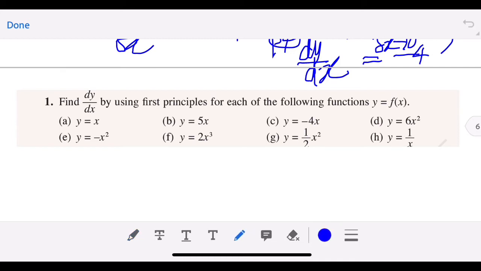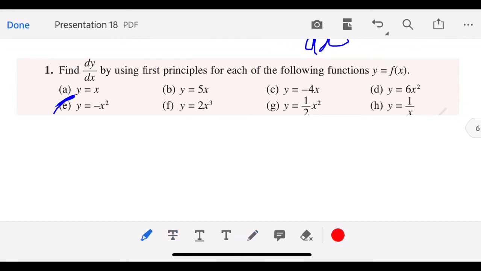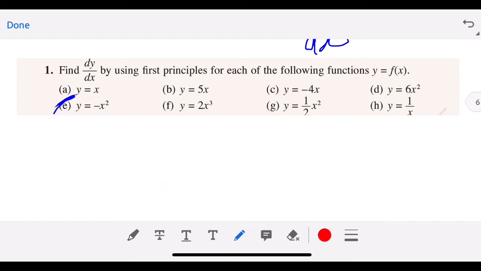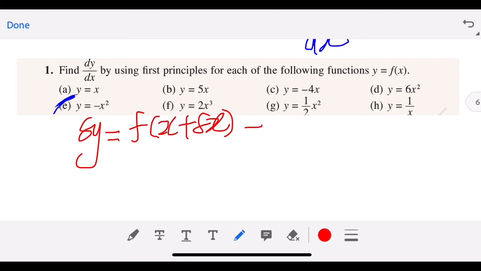So now I'm going to discuss one more, which is a little bit challenging, the one with a negative. Let's do it carefully. I'm sure if you do it carefully, you will get the answer. So basically the first step is find delta y, and the concept is you have to add the delta x, and then minus the original function. So let's refer to this function.